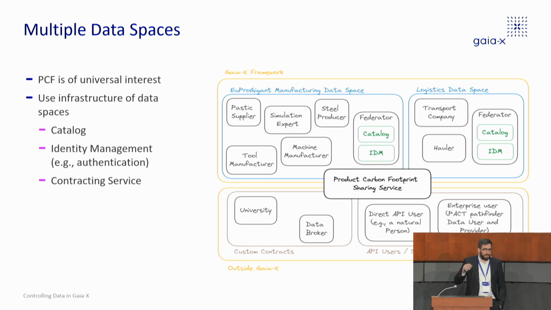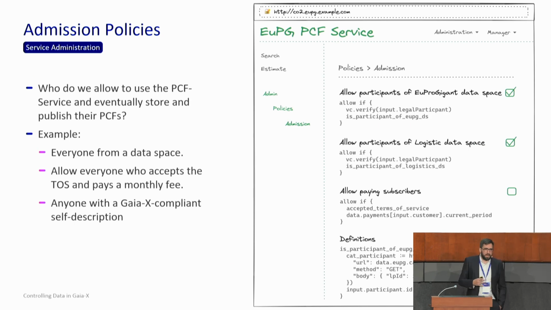And if you compare it to the things down below, in the center is this product carbon footprint sharing service, and down below you can also address the outside world of Gaia-X, which doesn't give you these things. You can do custom contracts, but then you have to implement them yourself. Or you can have your own subscriber model, but then you have to implement that yourself. So having this opportunity to go for one data space and then writing rules for pretty much all the Gaia-X data spaces is really nice. And it's really nice from a technical perspective, but it also gives you benefits that you can rely on these data spaces. And this is where admission policies come in.